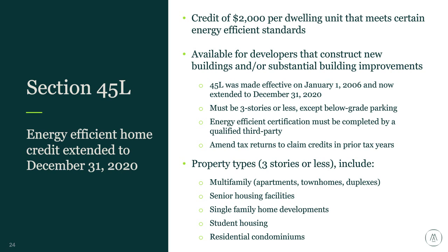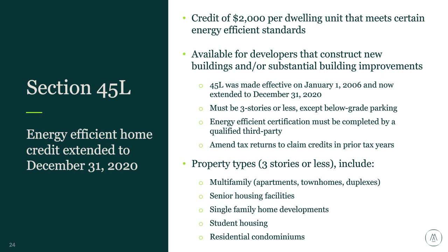So again, there's a 15-year window, but the difference with Section 179D is that you can only claim the 45L credit in prior tax years by amending tax returns. So it's a bit more of an administrative burden to get the credit on a look-back basis, but if you're only a few years removed from that property being placed in service, it's definitely something worth looking at. So all types of residential properties would qualify if they are 3 stories or less, and that would not include below-grade parking.